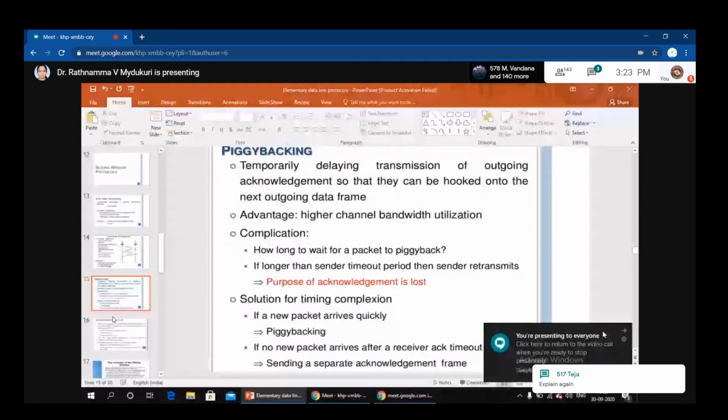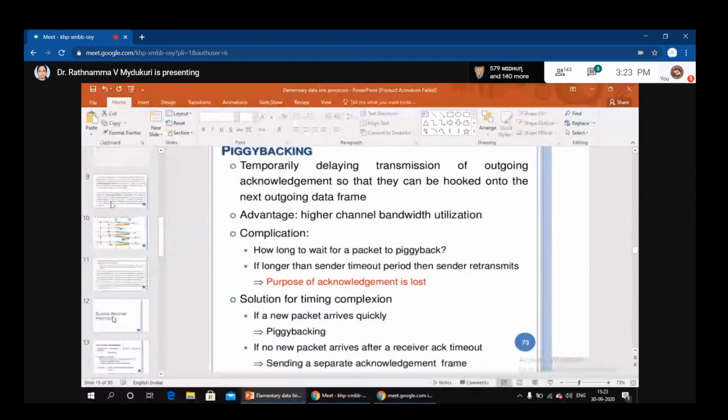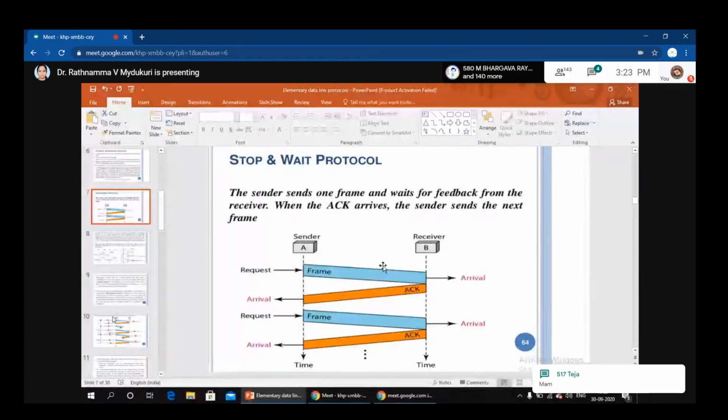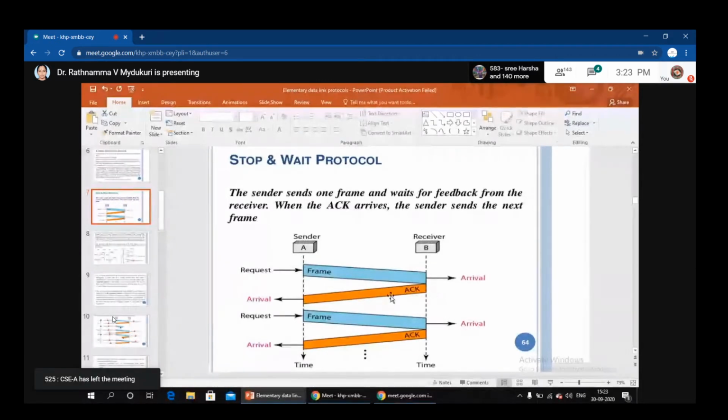See, I'll tell you with the help of one diagram here. In the previous protocols, how are you sending your frame? You are waiting for acknowledgement. Means the sender sends one frame and the receiver will send another frame only for acknowledgement. Is it a wastage of bandwidth or not?